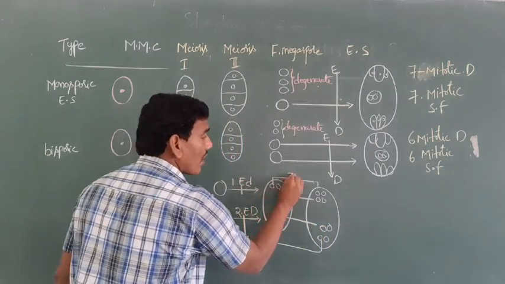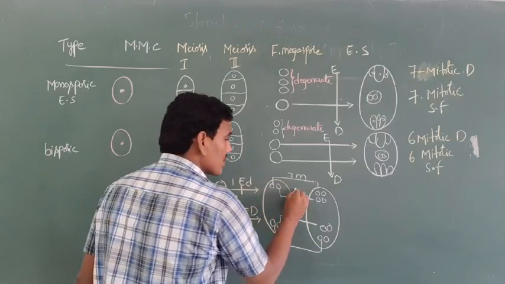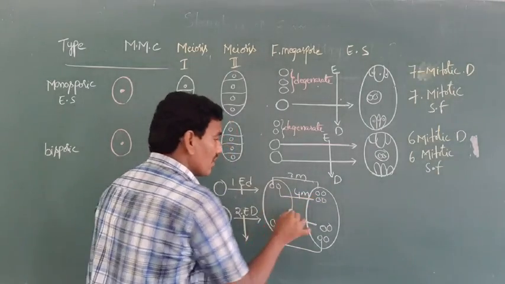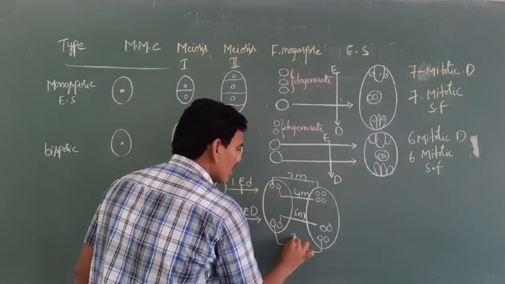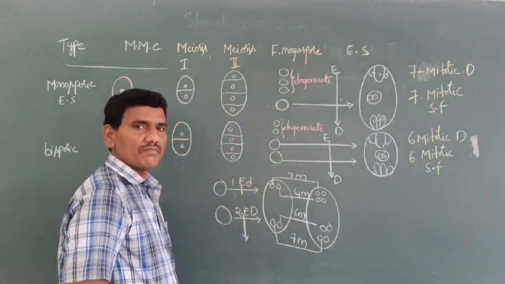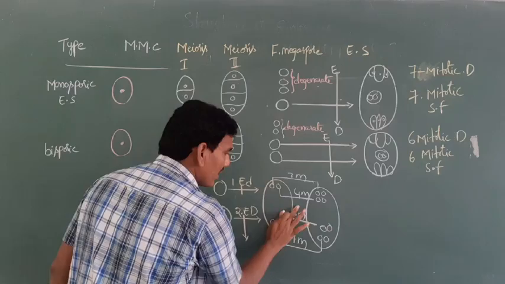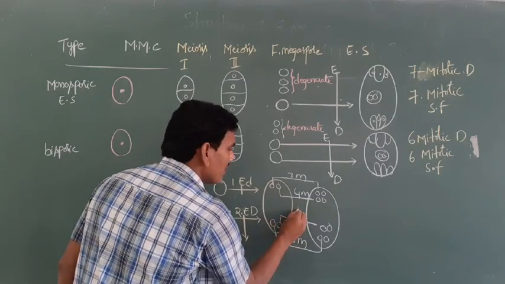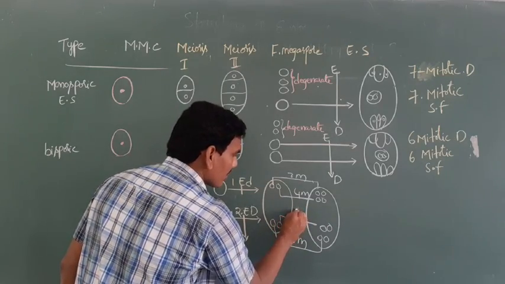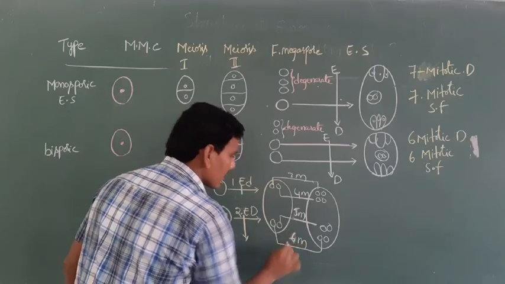This is the 3rd mitotic division. This is the 4th mitotic division. This is the 6th mitotic division. This is the 7th mitotic division. Sorry. Here 1, 2, 3, 4, 5, 6. Only 6. Sorry. Only 6. This is a 5. This is a 6.